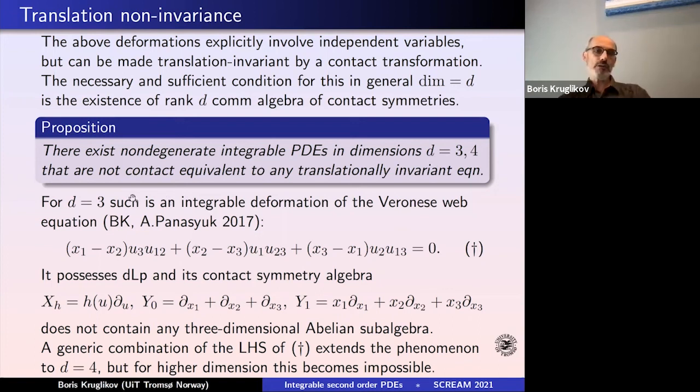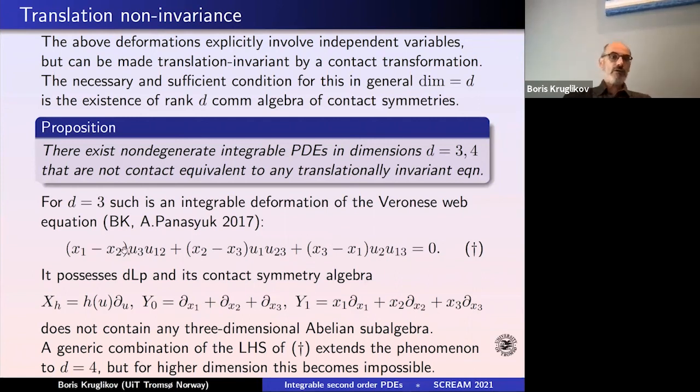Example for D equal to 3, it's from the work joint with Andrei Panasyuk. So here's the Veronese-Webb equation. Actually, it's not the Veronese-Webb equation. The Veronese-Webb equation is the following. You take the first parentheses, write one constant, here you write a second constant, and here a third constant, and the sum of constants has to be equal to zero. That's the Veronese-Webb equation. What we did with Panasyuk, we made an integrable deformation.